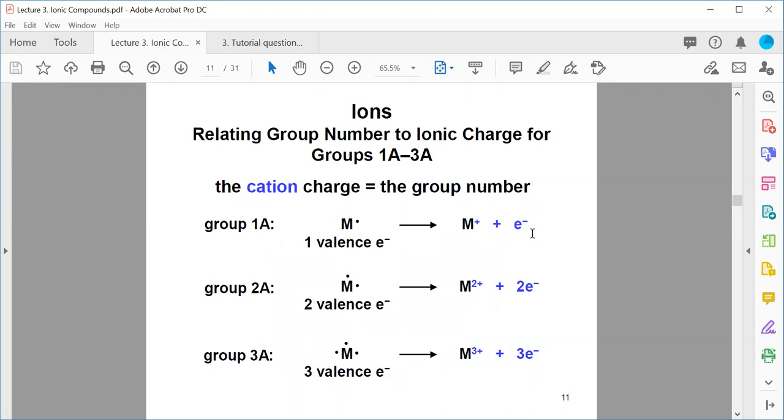Just note here how the loss of an electron is actually written as plus an electron. But because this is written to the right side of this reaction arrow, it means loss of an electron. I know, a little bit counterintuitive, but that's how it works.